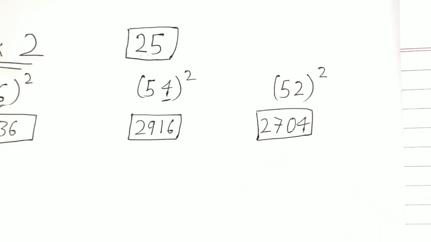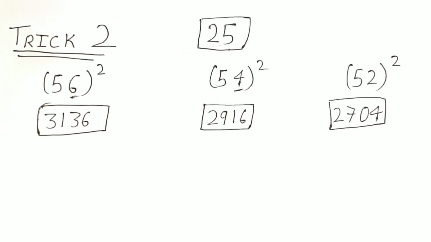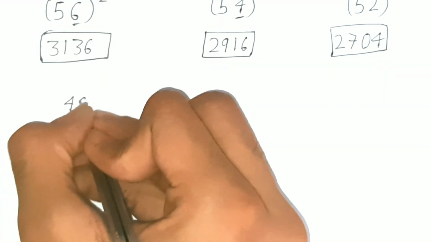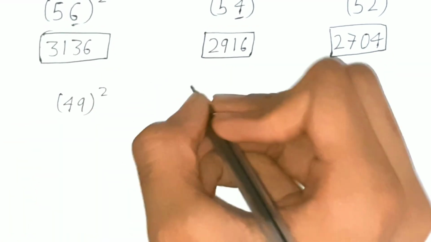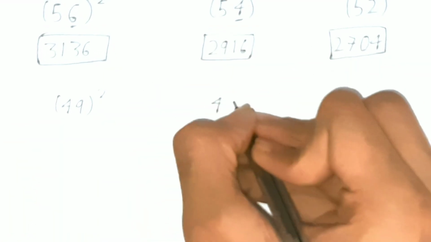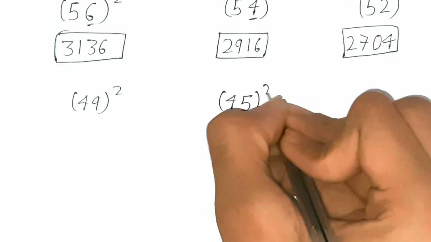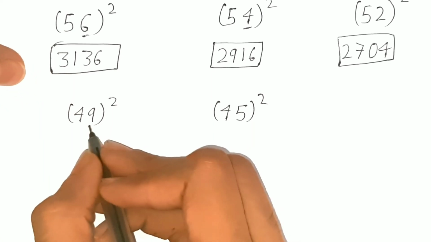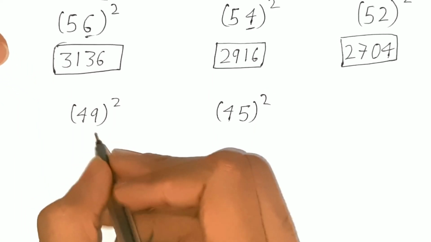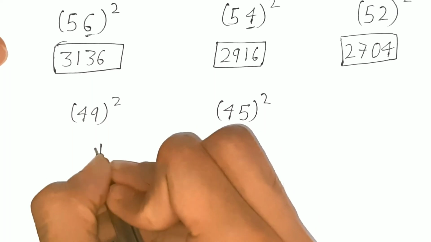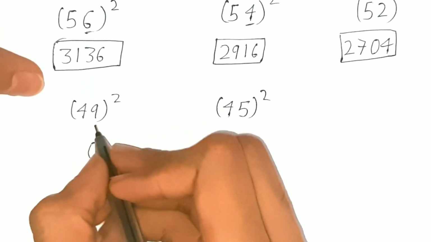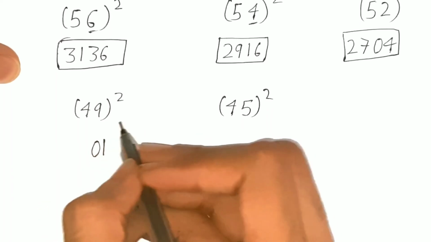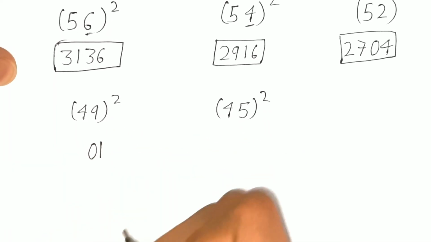Now I'll show you how to do numbers that are smaller than 50. Let's take, for example, 49. In this, you need to see how much smaller the number is than 50. As it is 1 unit smaller, you'll write the square of 1, and we'll add a 0. You know why? Because we need it in 2 digits. So we'll write the square of 1, that is 01.